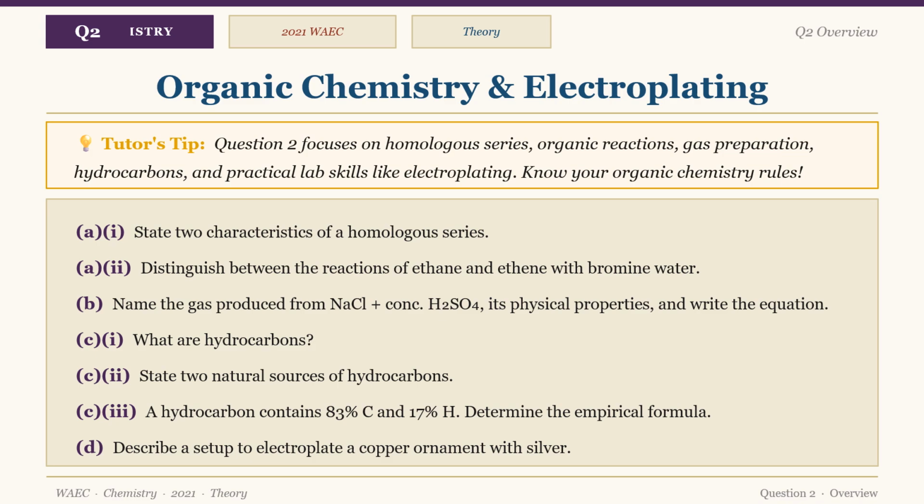CI, what are hydrocarbons? CII, state 2 natural sources of hydrocarbons. CIII, a hydrocarbon contains 83% carbon and 17% hydrogen. Determine its empirical formula. D, describe a setup to electroplate a copper ornament with silver.